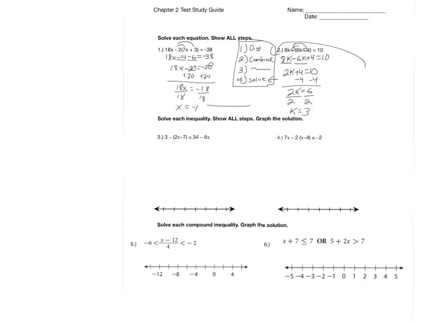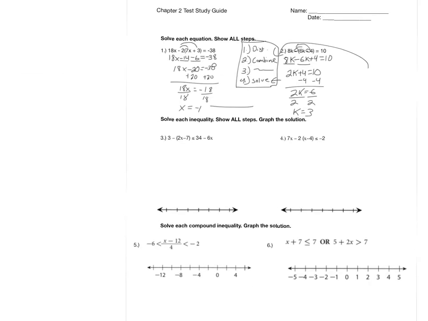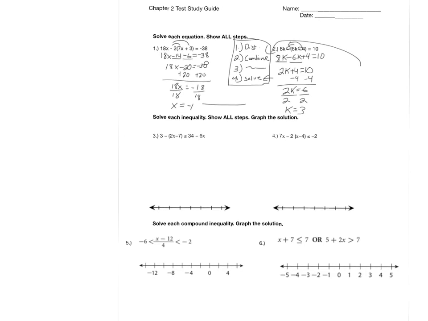Solve the inequality. Again, we're going to want to distribute first. So steps are the same. Only difference is now we have an inequality. And these aren't your compound inequalities yet. We're not going to have and or. So we have negative 2x if we distribute the negative, plus 7. That's less than or equal to 34 minus 6x.